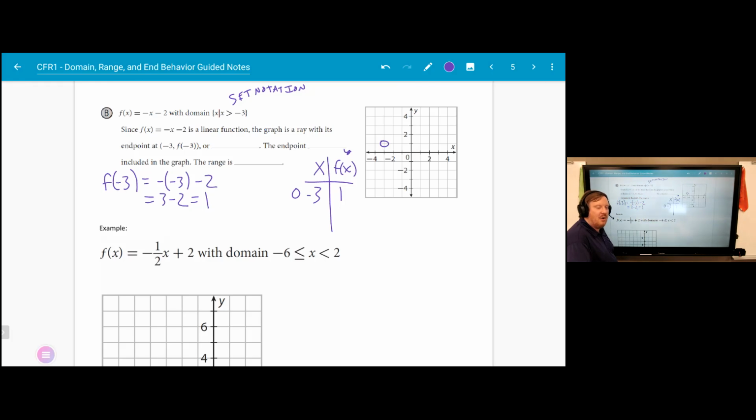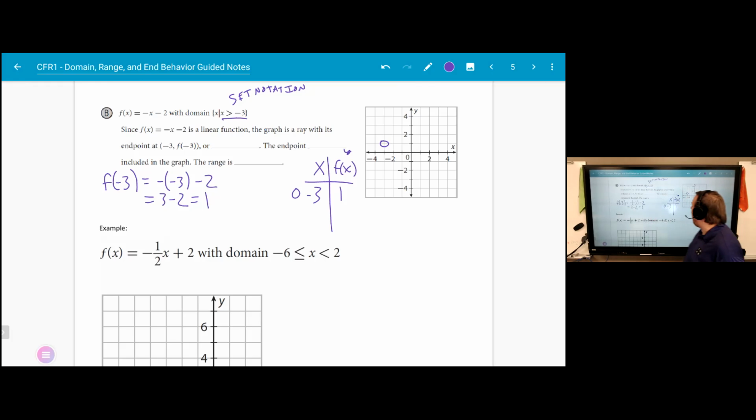But Mr. Brayman, you don't have another point. Yeah, you're right. How am I going to do this here? Well, I know that I can pick any value of x that's greater than negative 3 to find a second value. I could also use the slope. But here's a nice one. What's a value somewhere over here that's bigger than negative 3 that might be nice to work with? 0.